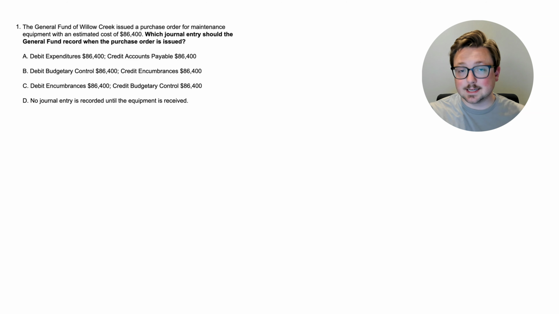Usually that last sentence is the actual question, like it's what you're supposed to actually do. So again, get in the habit of doing that. It's not 100% foolproof. Sometimes it still doesn't give you that much information, but most of the time it will be very helpful. So let's do that here. Which journal entry should the general fund record when the purchase order is issued?